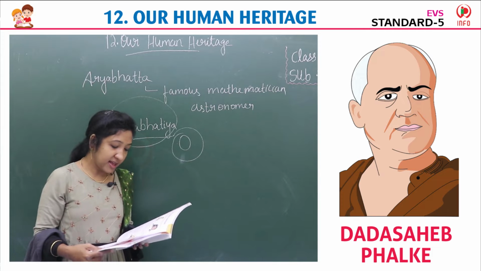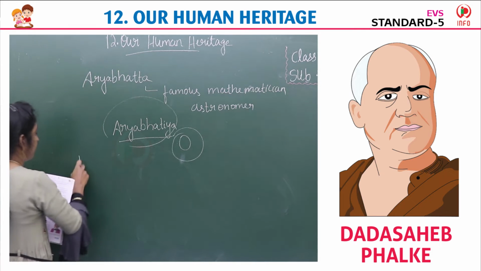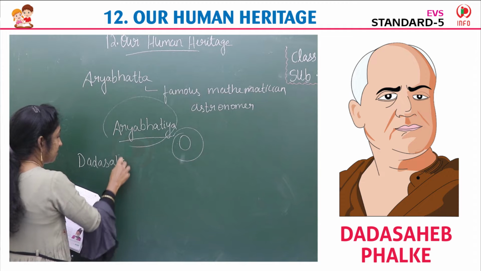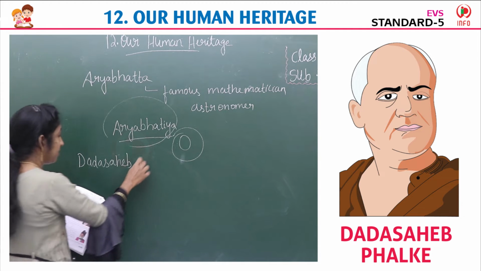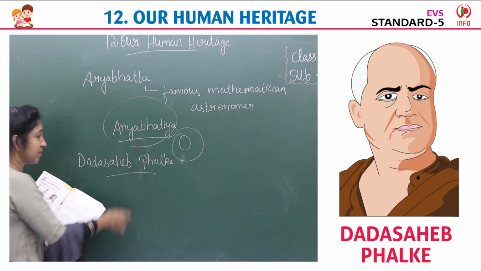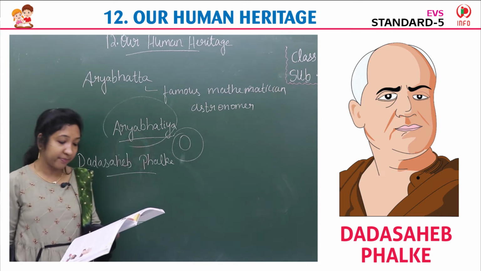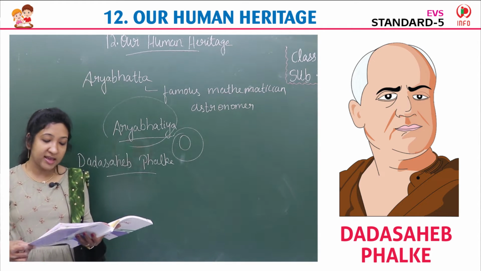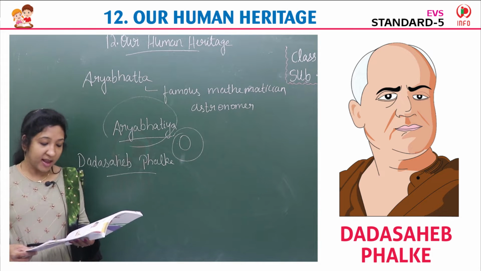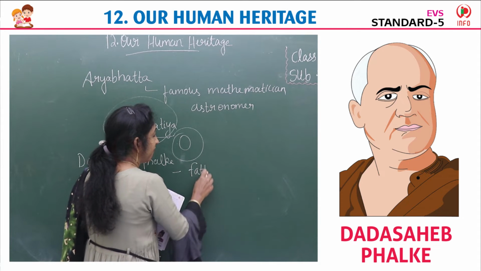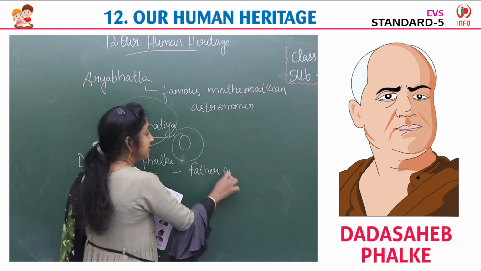Next, Dada Saheb Phalke. Next person, a great person who lived in India. Dhundiraj Govind Phalke or Dada Saheb Phalke is known as the father of Indian cinema. He is known as the father of Indian cinema.